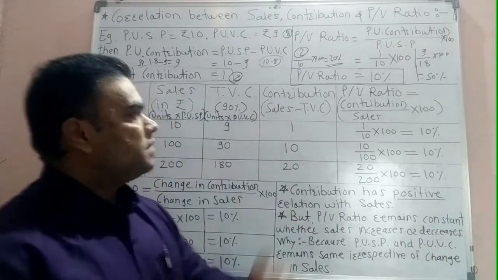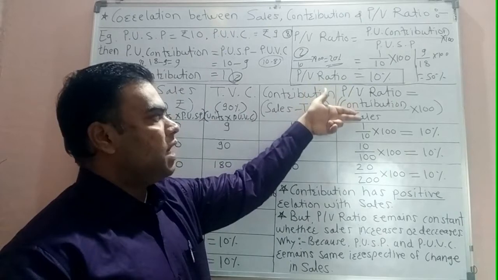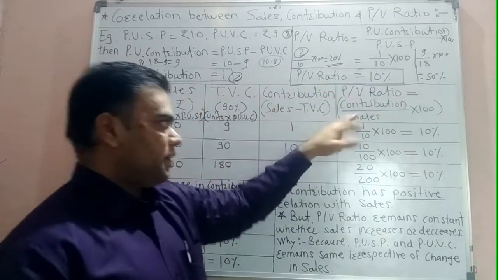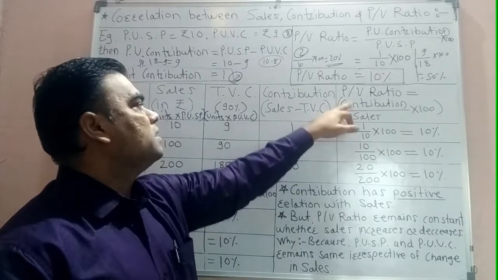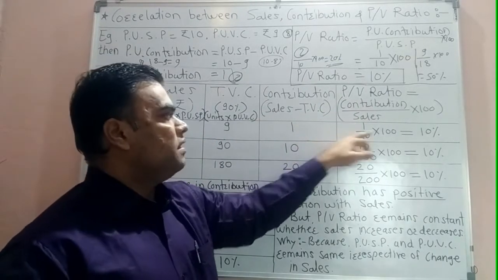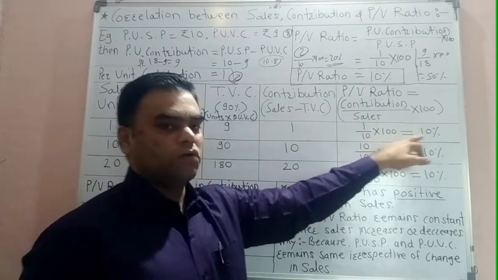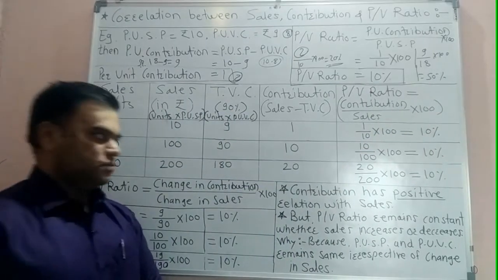Then what will be the PV ratio? PV ratio is equal to contribution upon sales into 100. Here contribution is rupee 1 upon sales, which is rupees 10. 1 upon 10 into 100 is equal to 10%, which is the PV ratio.